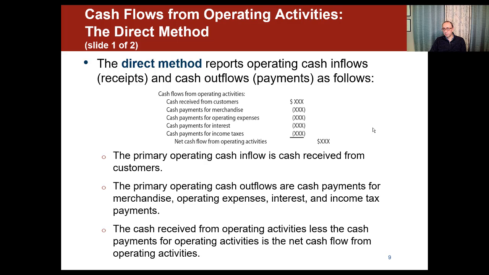The primary operating cash inflow is cash received from customers. The primary operating cash outflows are cash payments for merchandise, operating expense, interest, and income tax payments. The cash received from operating activities less the cash payments for operating activities is the net cash flow from operating activities, which is this number. If our receipts from customers are more than our payments for these other things, then we'll have a net cash inflow. If our receipts from customers are less than the cash payments that we made for these other things, then we'll end up having a net cash outflow.